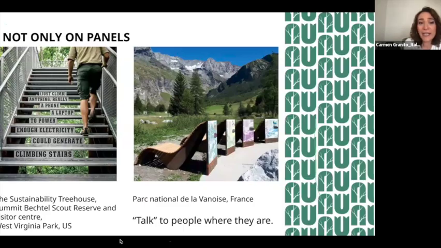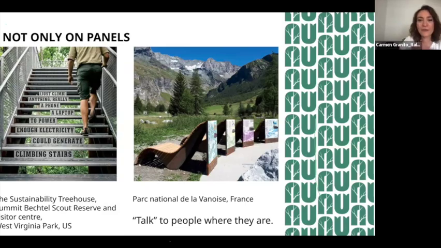Okay, and we can use interpretive writing not only on panels. We can write basically on anything, any object. So here, for example, you see this is the staircase of a treehouse that is a scout reserve in the US, but also a visitor center. So it's a place where a lot of people walk. Actually everyone who wants to go to the interpretive center needs to go through this staircase. So the staircase is actually a very strategic place to send a message to your audiences.